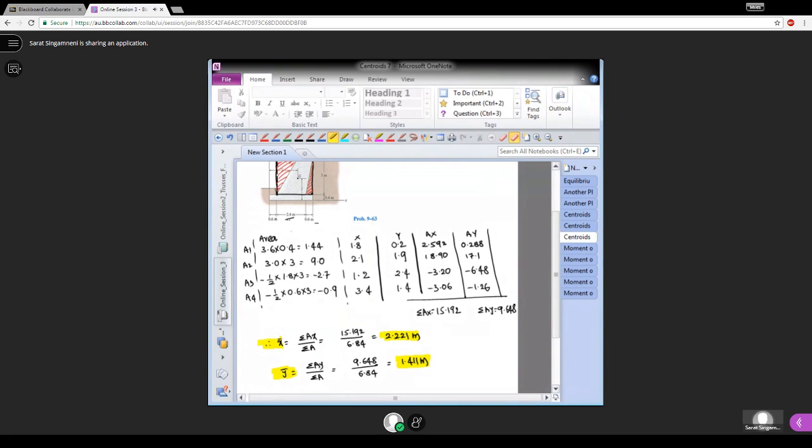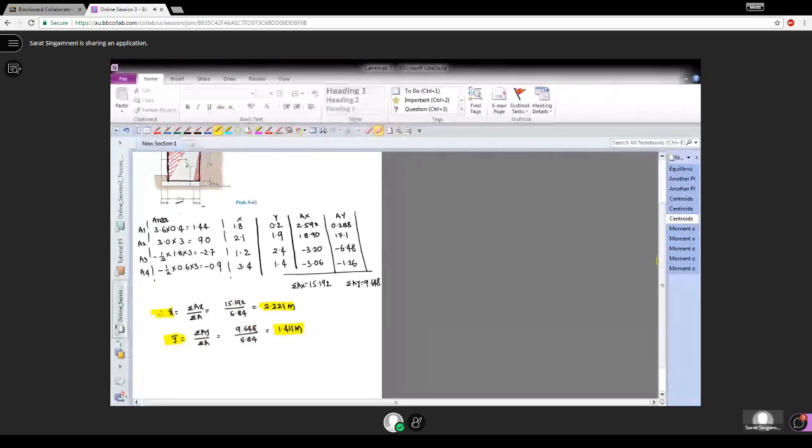Where is 6.84 from? What is 6.84? Added all areas, yeah? Yeah. Oh, yeah. Added all areas. I need to put that here. So sum of the areas.